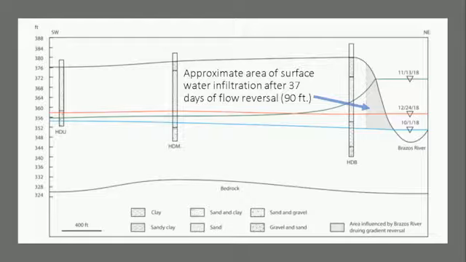And if you can see that little gray area, that's as far as it got. We estimated about 88 feet into the aquifer. And that closest well did not change chemistry. Even though the water flowed back that direction, it didn't go very far. And then when the river dropped back down, it reversed and flowed back to the river again.